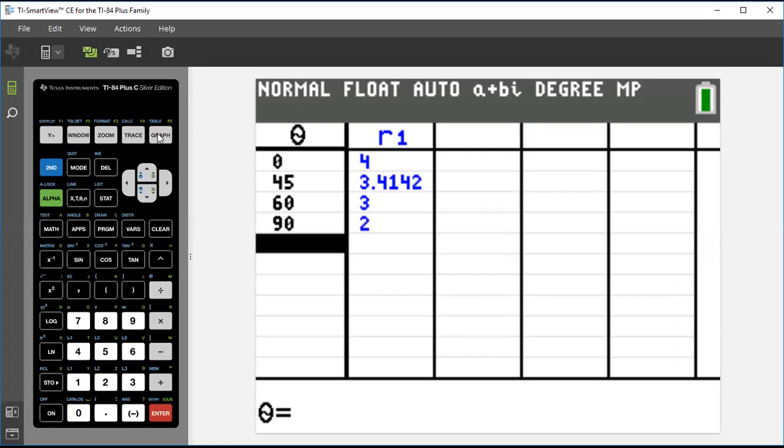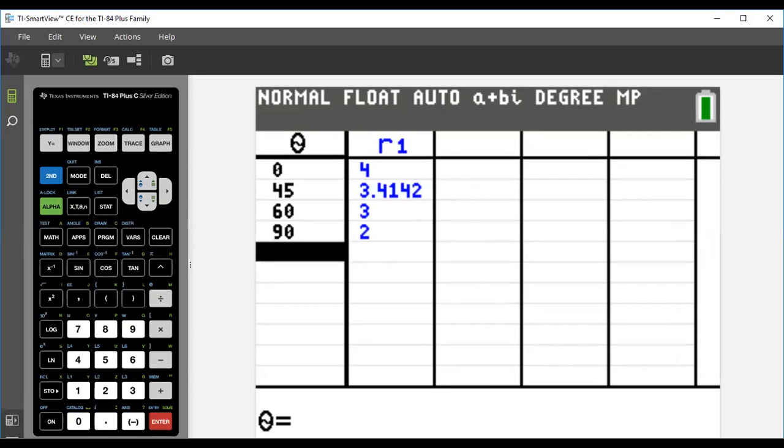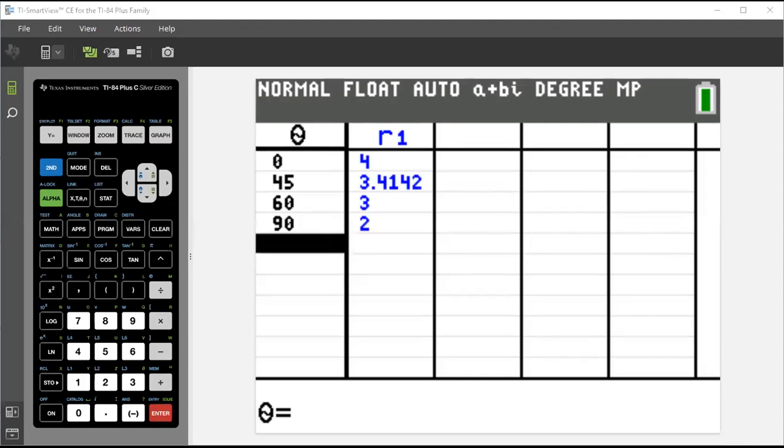And then you're going to just kind of build these. So I'm going to write those first couple values in. So at 0, I was at 4. At 45, I was at like 3.4, give or take. And then at 60, I was at 3. And at 90, we were at 2. Again, it's up to you. You can get them all and then plot them or kind of go back and forth. So what this means.